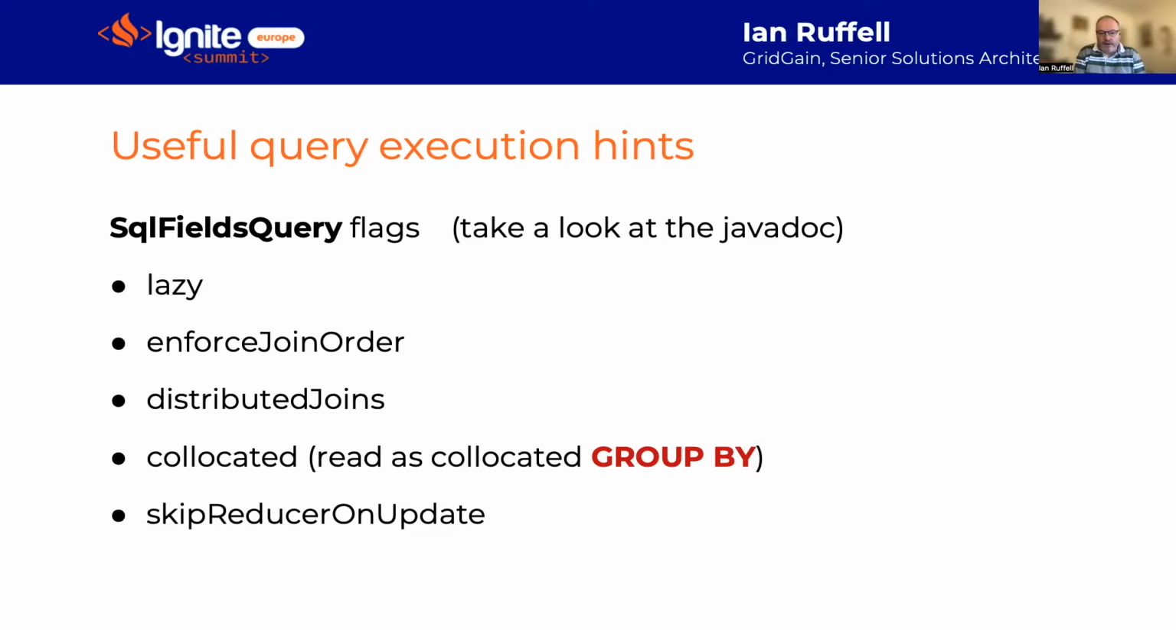Co-located, so it should really be called co-located group by. In general, that means that all data for aggregation is available locally, and it should be done locally. Skip reducer on update works with updates and allows you to make in-place manipulation calls on a mapper. And we'll need some of these flags later when we have a look.